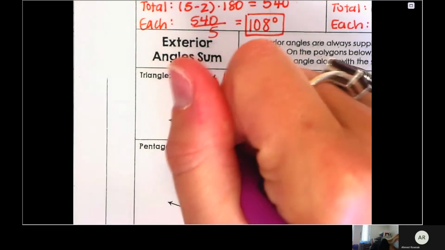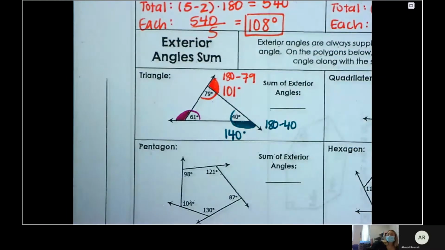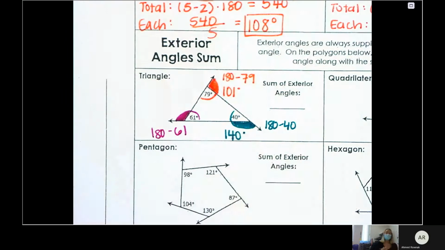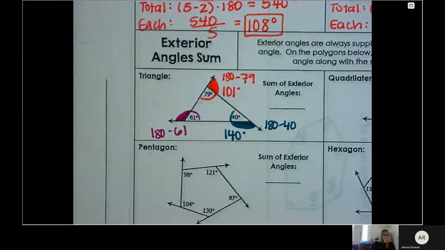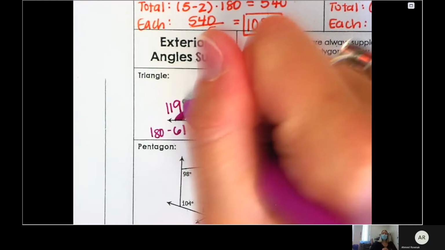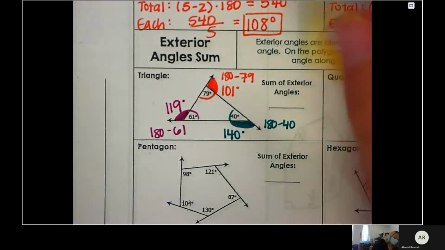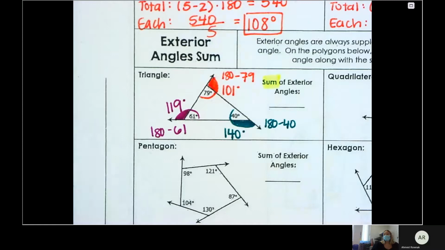How do I figure out the exterior angle right next to the 61? Subtract from 180. It's the same thing over and over and over again, right? So it's a straight line. I'm still just trying to figure out what the other angle is. I'm going to take 180 minus 61. Well, what is 180 minus 61? 119.